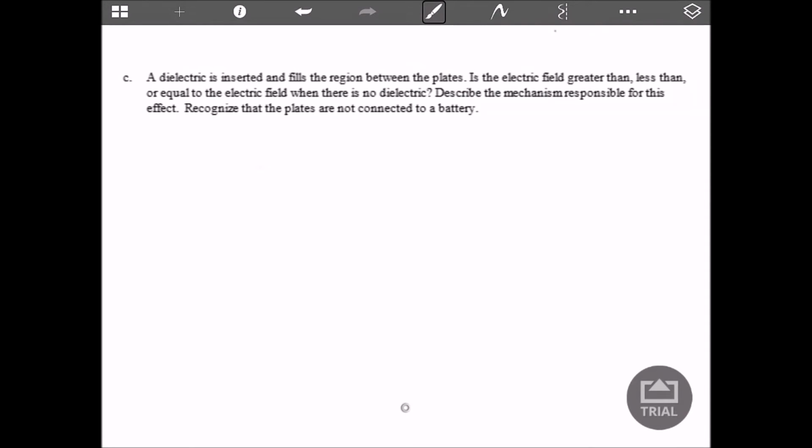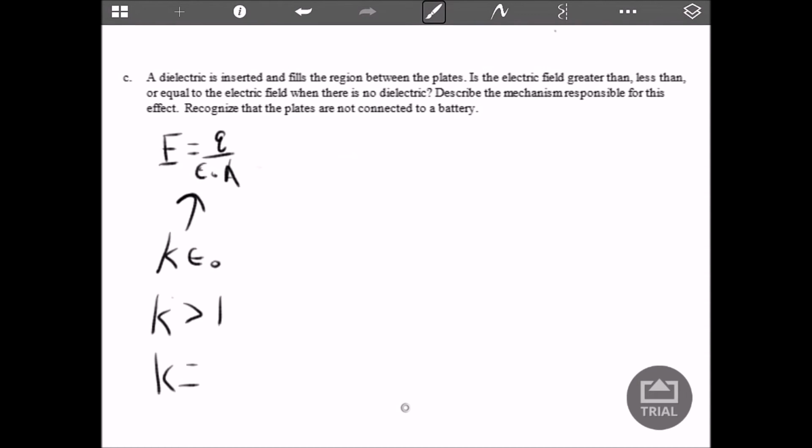Now in part C, the question asks us, what happens to the electric field when a dielectric is put inside a capacitor? Now, we know according to Gauss's law that the electric field is equal to Q enclosed over epsilon naught A. And we have epsilon naught here because this is inside a vacuum. But when you have a dielectric, this is replaced with K epsilon naught, where K is always greater than 1 when it is not in air. So K equals 1 in air, and it's greater than 1 when it's not air.